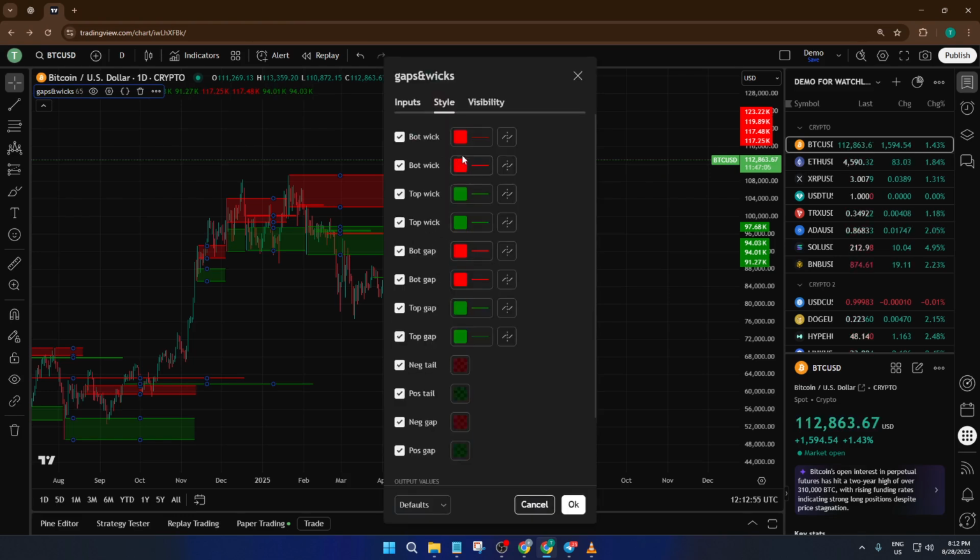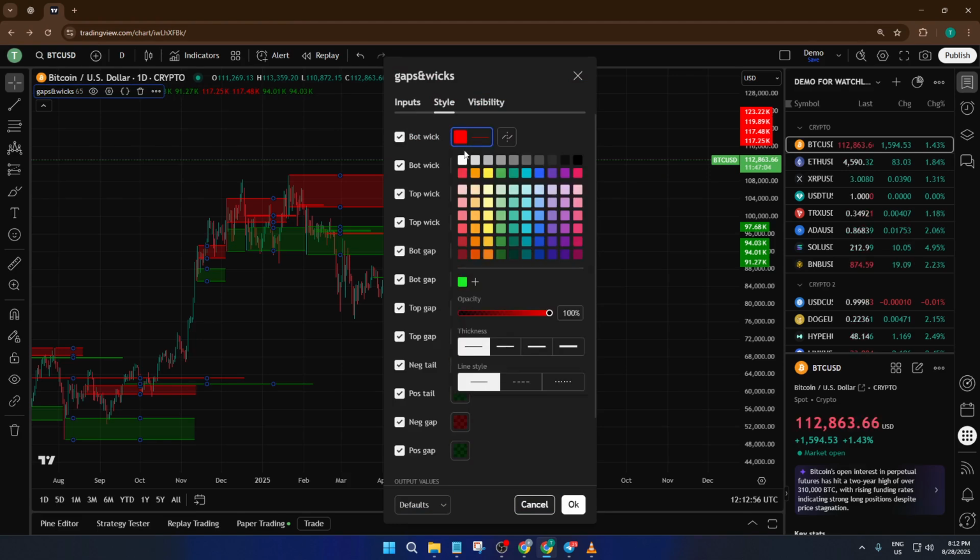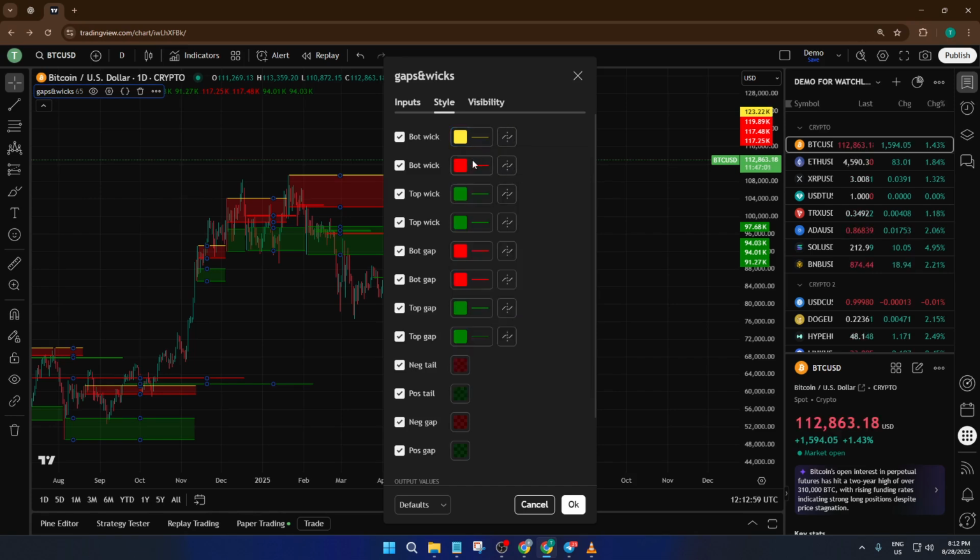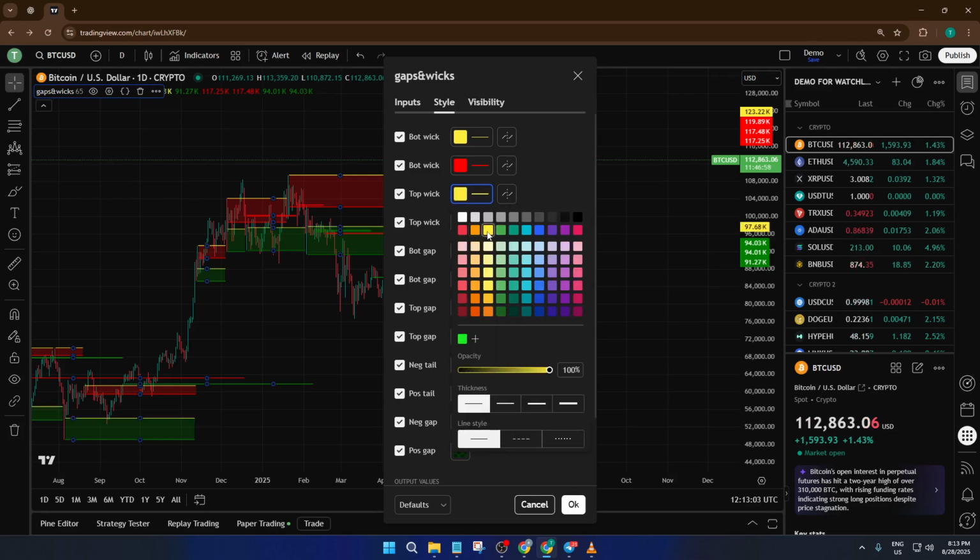And of course, you can even change the gap colors to suit your chart style or to make things stand out more. For example, if green and red aren't easily visible for you, pick whatever catches your eye. This kind of customization isn't just cosmetic, it's about making sure you're seeing the information in a way that clicks for your brain. Now, let's break down what this indicator really shows you.